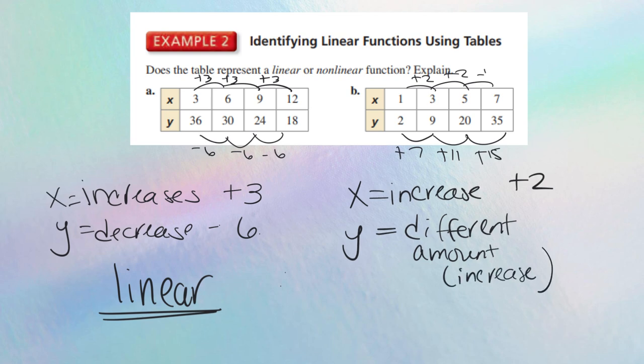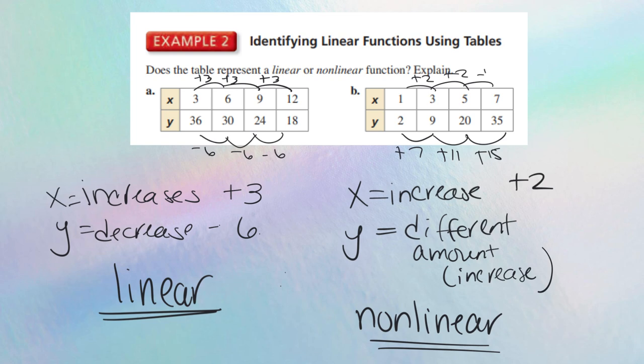It's increasing by a different amount. Is my rate of change constant there? For x it is constant, right? But for y, is y constant? So this is going to be a what? Non-linear. That's going to be a non-linear. A non-linear.